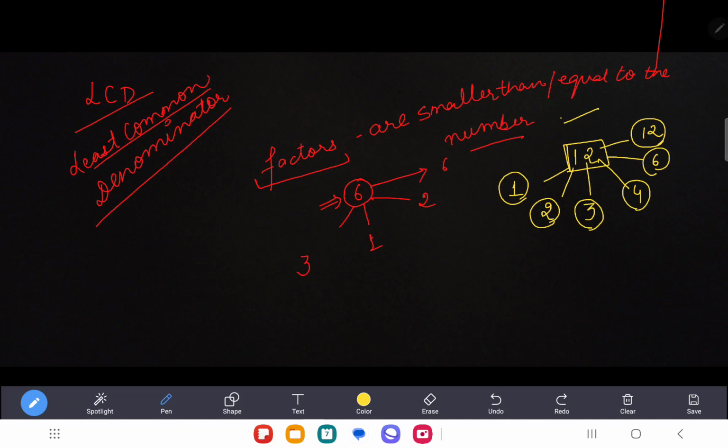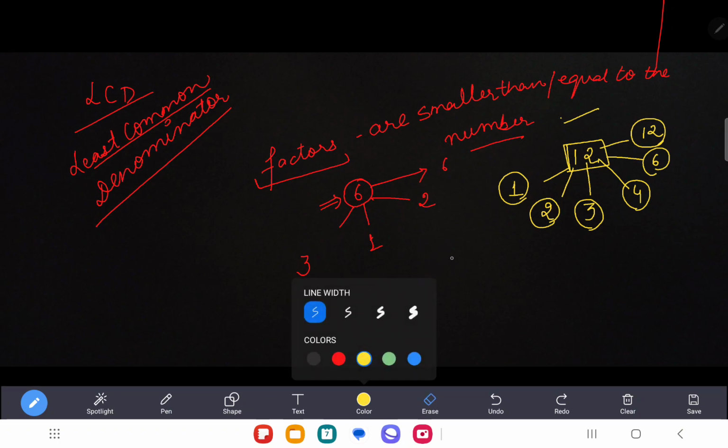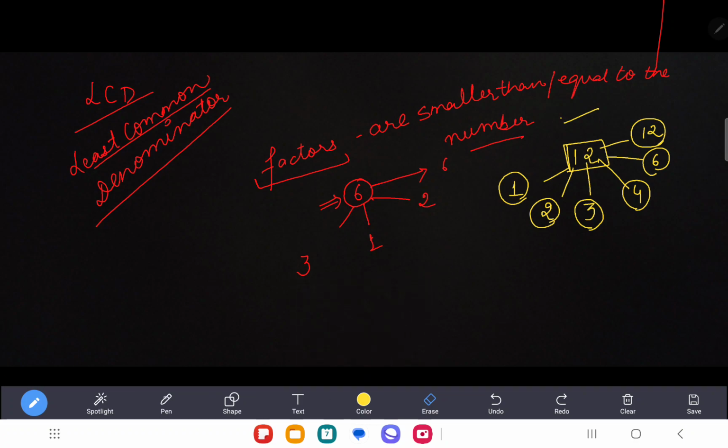Right. So if I tell you the number 8, if I ask you to write down the factors for 8, what would you do? Tell me. 1 is a factor of every number. Okay? 1 is a factor of every number.